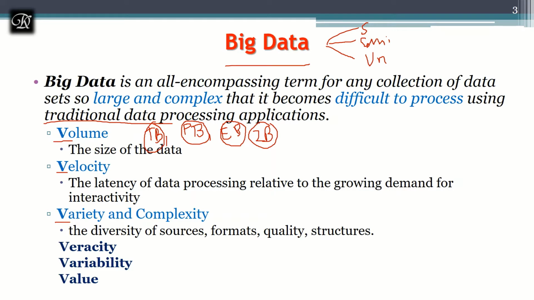And the next term. Before, when big data was introduced, people initially started defining big data with only the 3 V's. But right now, people define it with 6 V's. Some authors also define it with 7 V's. Let's discuss the remaining 3 V's.